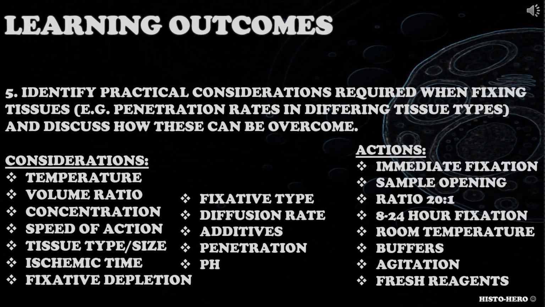The fifth learning outcome is for the candidate to identify practical considerations required when fixing tissues, e.g. penetration rates in differing tissue types, and discuss how these can be overcome. What practical considerations have to be taken into account when fixing tissue? Consider temperature, volume ratio, concentration, speed of action, tissue size and type, ischemic time, depletion of fixative, type used, diffusion and penetration rate, additives present in the fixative or pH.